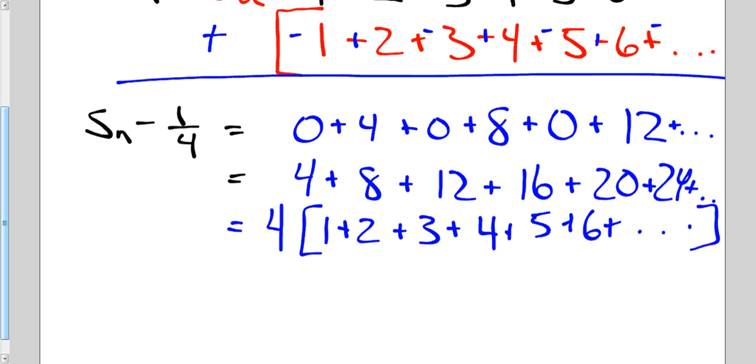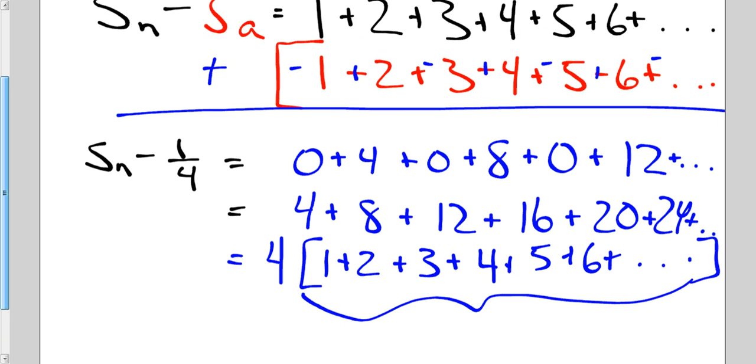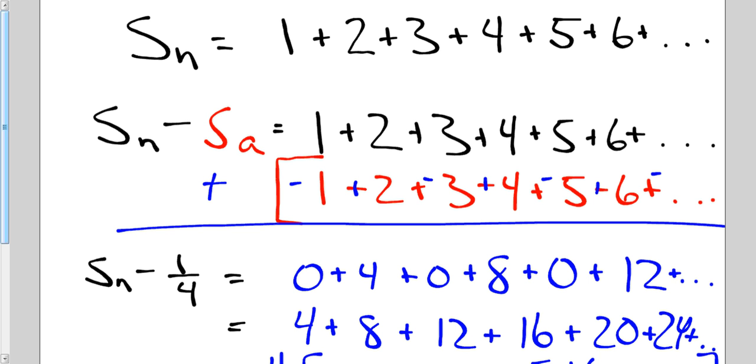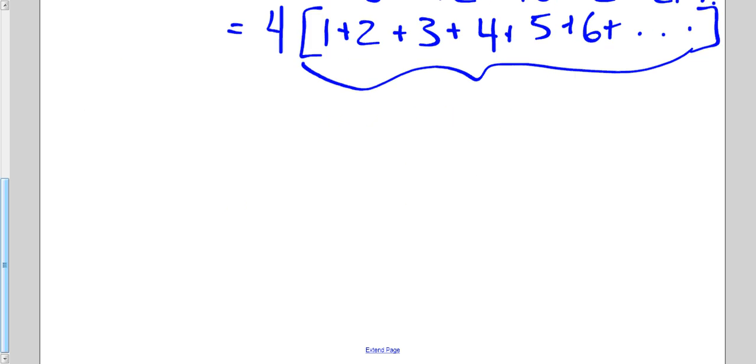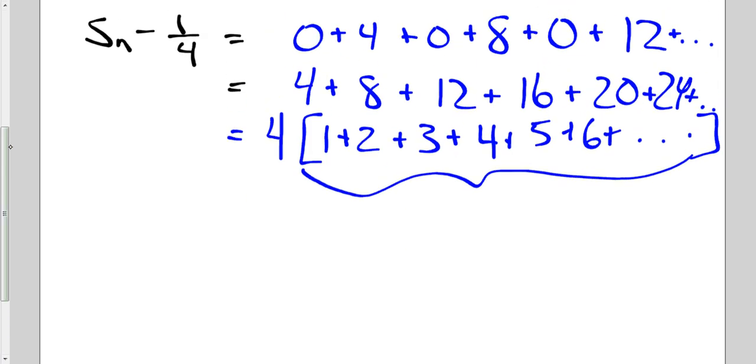7. What is this guy that I have just put in brackets right here? What is that? That is S sub n, right? Right, or was I right? You were right. Now, so now I can simplify this equation. I can say S sub n minus 1/4 equals 4 times what? 4 times S sub n.